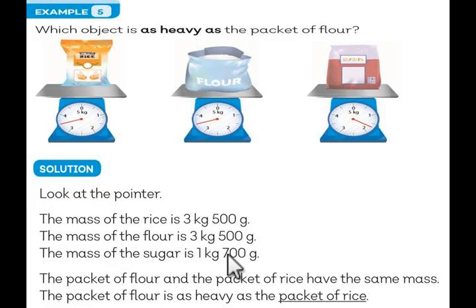Okay, another example. Which object is as heavy as the packet of flour? As heavy means the same heavy, same weight. We have here the rice, the flour, and the sugar. Look at the pointer of each scale. These are the pointers, the red one. The mass of the rice is how many? 3 kilograms and 500 grams. How about the mass of the flour? 3 kilograms and 500 grams. The mass of the sugar is 1 kilogram and 700 grams.